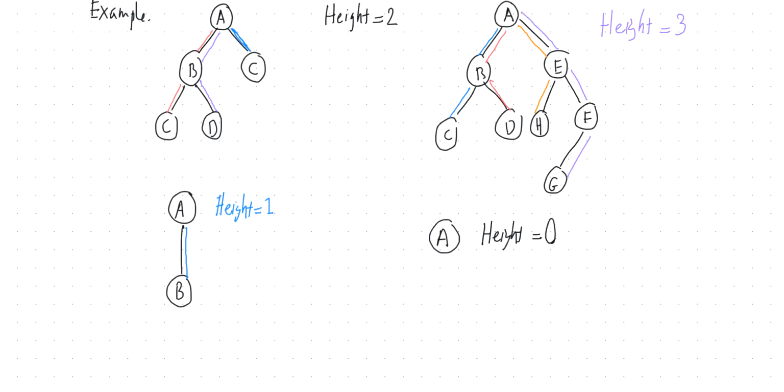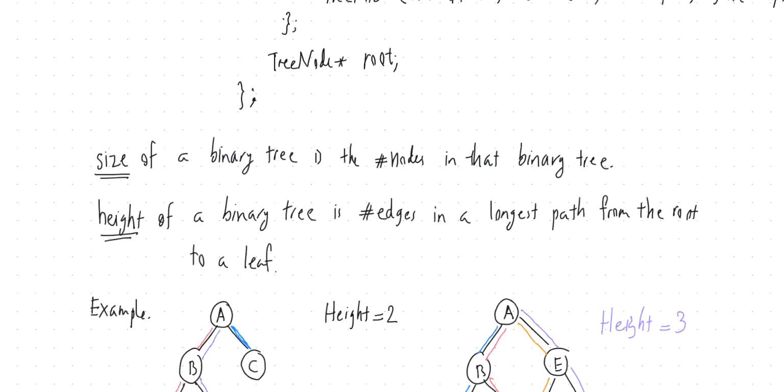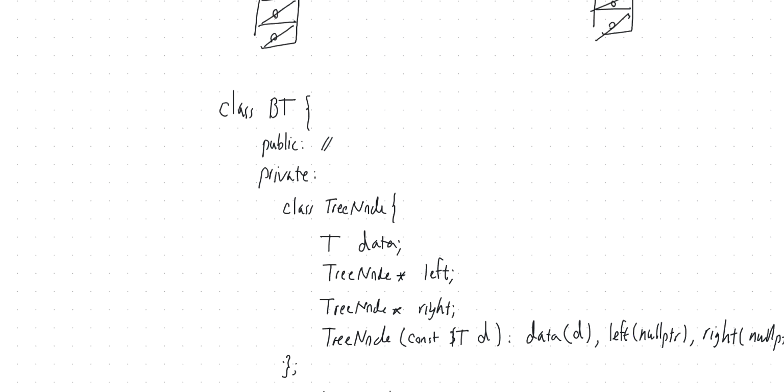Okay. Now later on, as I said, we will look at implementation, first pseudocode and then implementation of these functions, height and size, and other functions as well that can be put in the public part as member functions of this class binary tree.